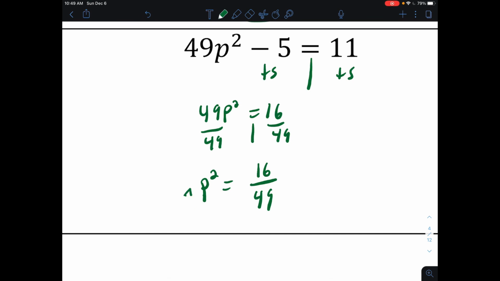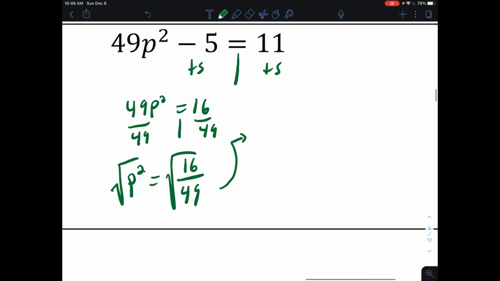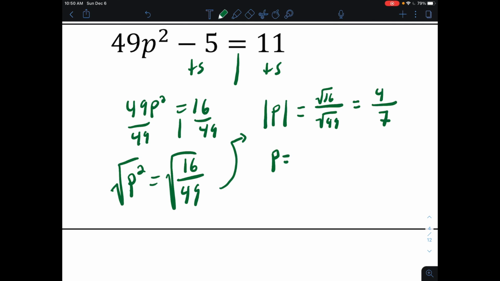Now we would want to take the square root of both sides. The square root of p squared makes the absolute value of p. The square root of 16 over 49, well, the way that works is you would take the square root of the top number, the square root of 16, divided by the square root of the bottom number. The square root of 16 makes 4, the square root of 49 makes 7, which means that we should have two possible values for p. p could equal positive 4 over 7, or p could equal negative 4 over 7.